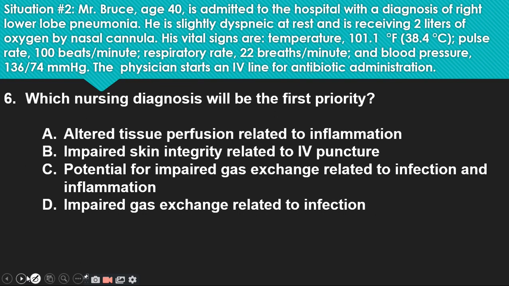Situation number 2, Mr. Bruce, age 40, is admitted to the hospital with a diagnosis of right lower lobe pneumonia. He is slightly dyspneic at rest and is receiving 2 liters of oxygen by nasal cannula. His vital signs are temperature of 101.1 degrees Fahrenheit, or 38.4 degrees Celsius, pulse rate of 100 beats per minute, respiratory rate of 22 breaths per minute, and blood pressure of 136 over 74 millimeters mercury. The physician starts an IV line for antibiotic administration.